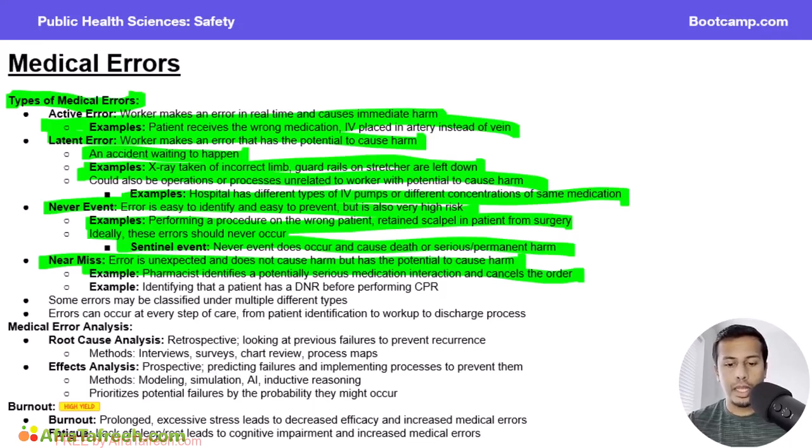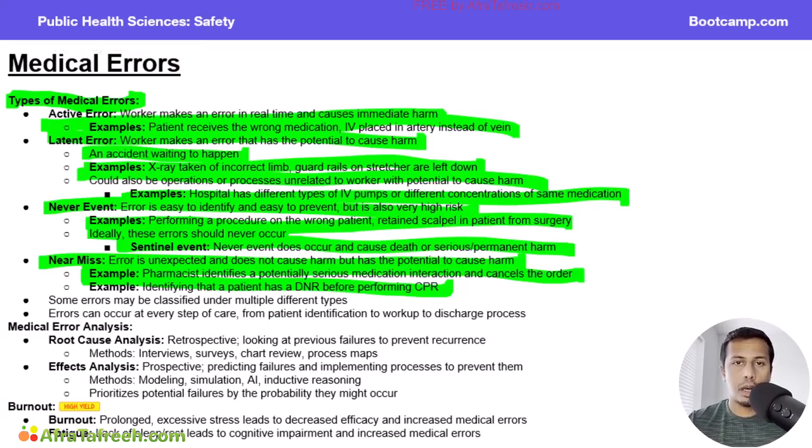Another example of that, identifying that a patient has a DNR before performing CPR. This is a little bit more of a complex situation, but the patient's wishes are not to have CPR done. So by doing CPR in this critically ill patient, we're actually causing some harm because we're going against the patient's wishes. But identifying that DNR, seeing that MOLST form, like we talked about before, of life-sustaining treatment, and seeing that the patient does not want resuscitation, does not want CPR, is in a way a near miss and it's preventing harm.